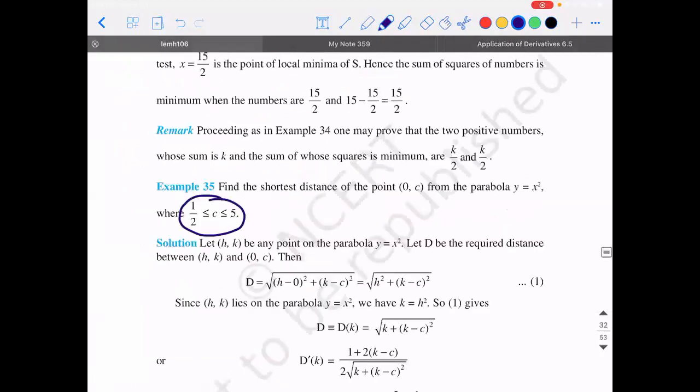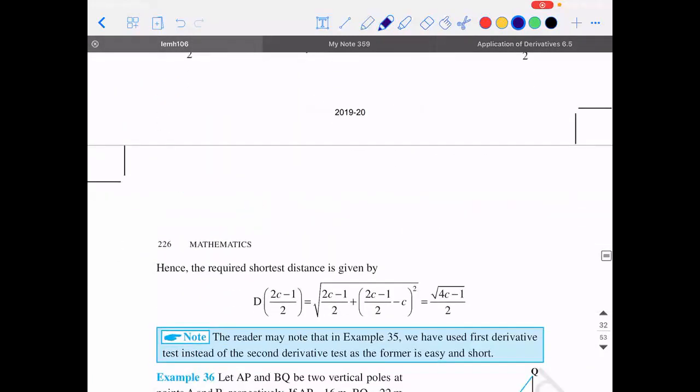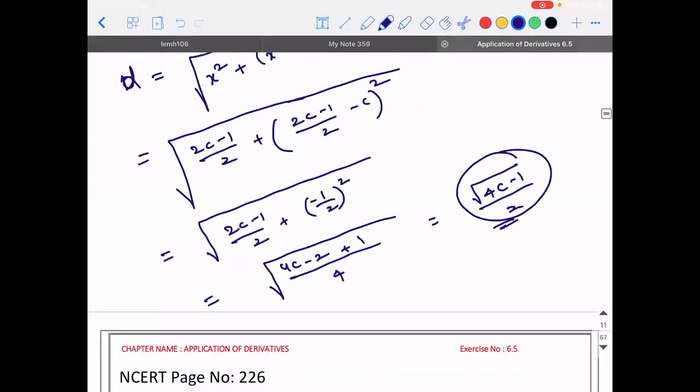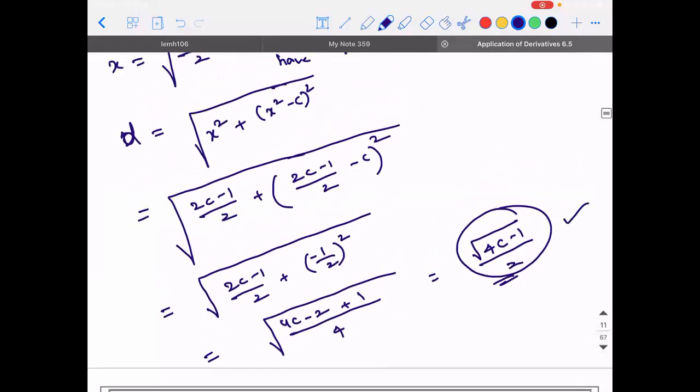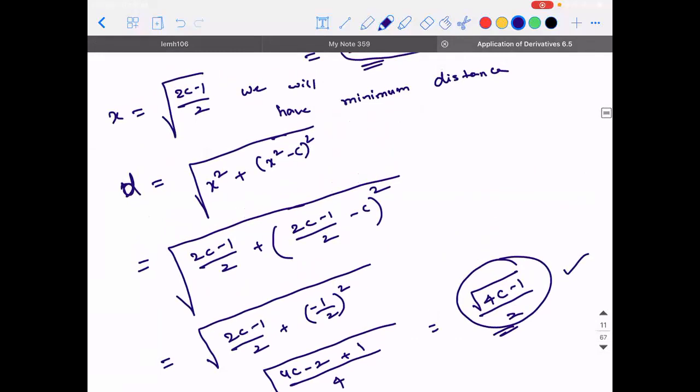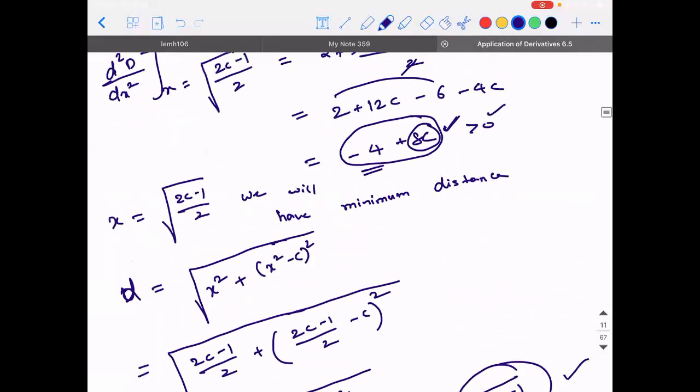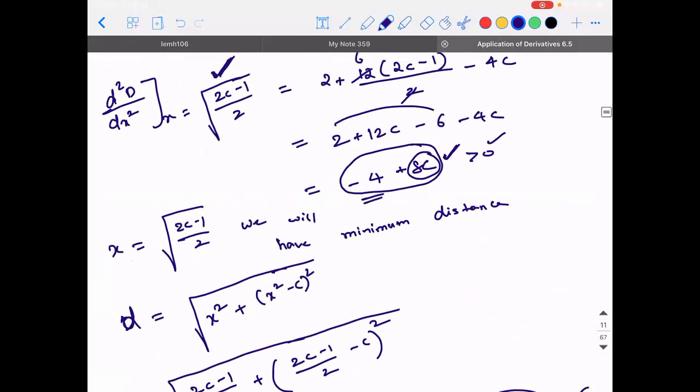Is that the answer? So root of (4c minus 1) divided by 2 will give us the answer. I have a doubt. Why didn't we take minus of root of (2c minus 1)/2, sir? Check for that. You take minus also, you're going to get the same answer.